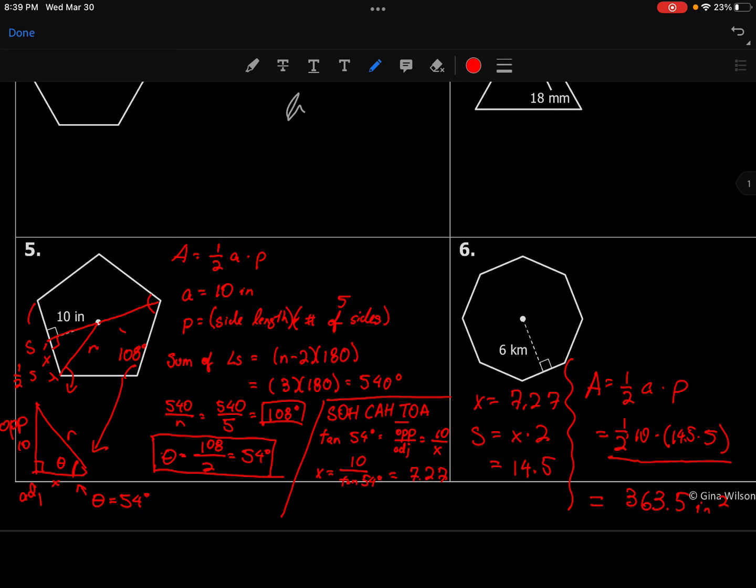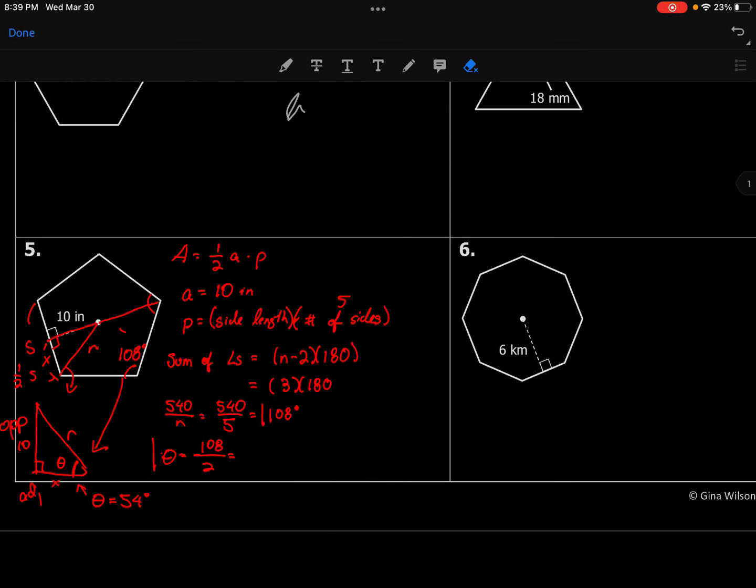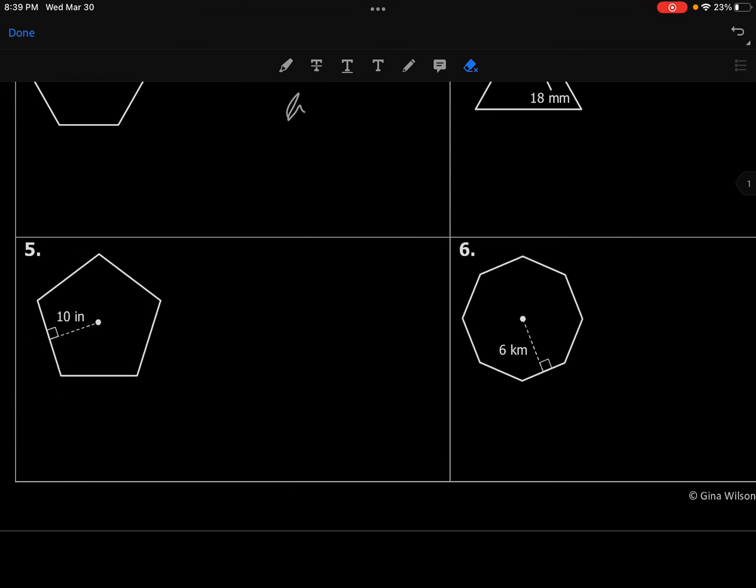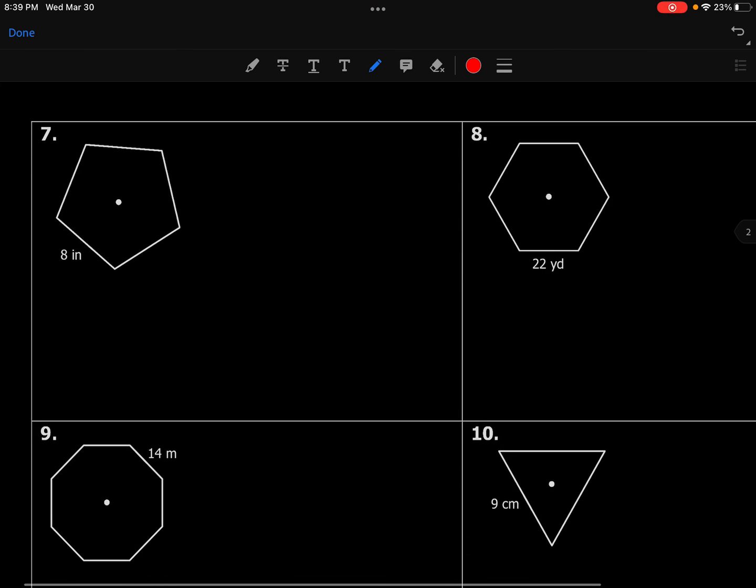Alright, I'm going to do one more practice problem. If you want to stop there, that's fine. If you want to follow along, go ahead. Let's do... I feel like I should do number 6. But instead, I'm going to go to the next page. Man, why can't I move this? Why isn't anything moving? There it is. Please go to question number 7.